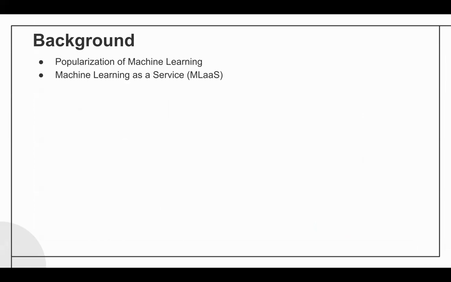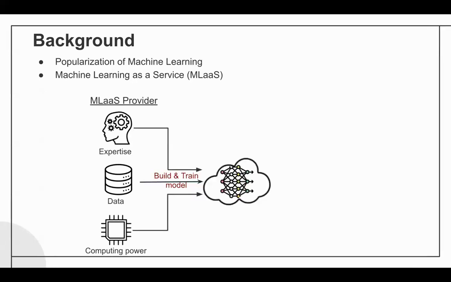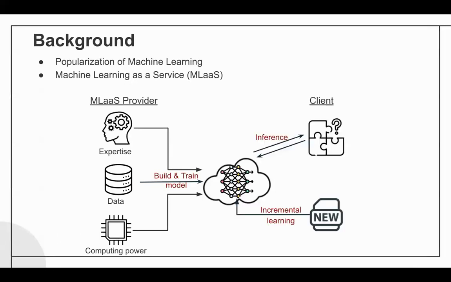And the popularization of machine learning has led to the introduction of a new framework known as machine learning as a service, where a software company such as Amazon provides a trained model to the client, adopting a pay-as-you-use model. The machine learning model provider has the technical expertise as well as vast amounts of data and computing power required to build and train the model. This model will be deployed onto the cloud, and the client can access the model and even fine-tune it using freshly collected data.